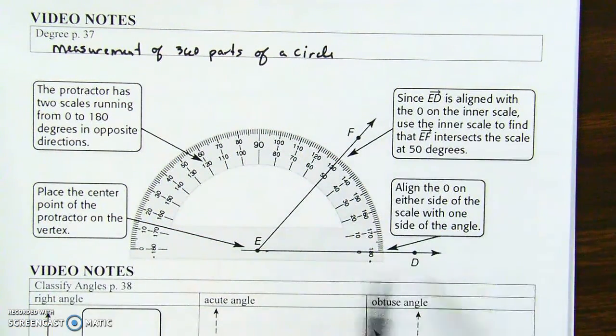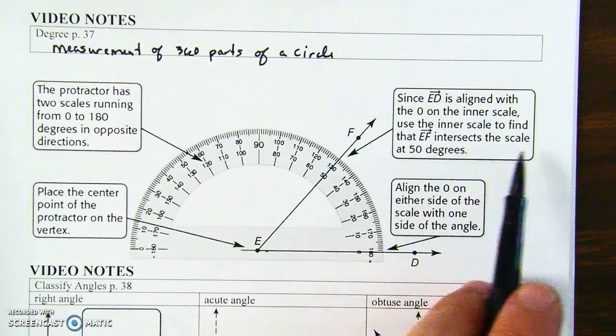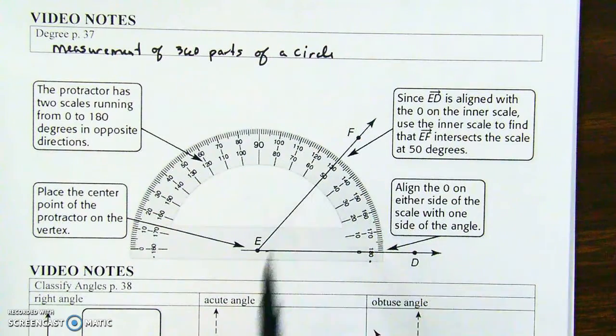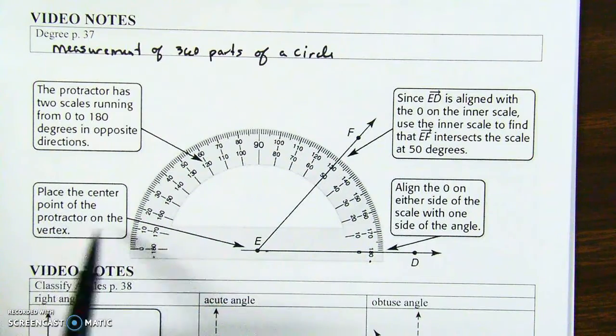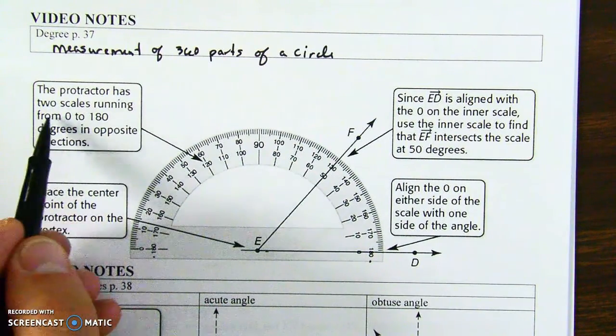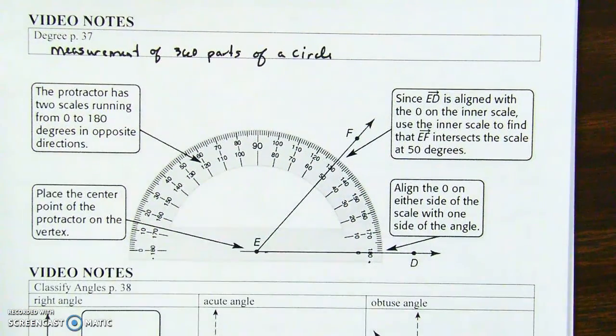So let's read this. Since ED is lined with a 0 on the inner scale, which I just talked about, then you'll find that EF intersects the scale at 50 degrees. Okay? And if we would have done it from this side, it would have gone on the outside, not on the inner side. Place the center point on the protractor, which I said. The protractor has two scales running from 180 degrees. We mentioned that as well.